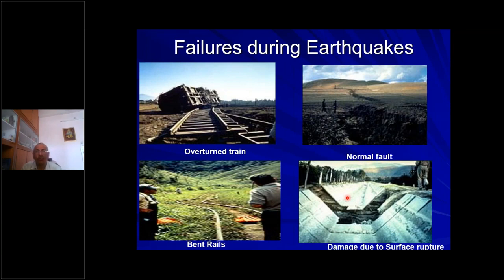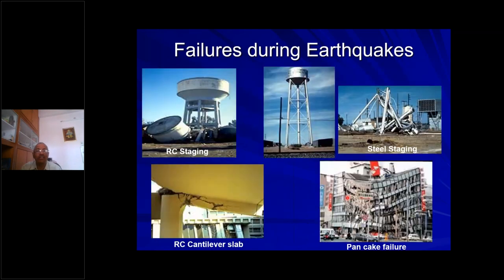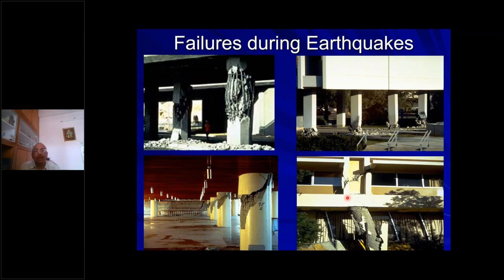So there is damage due to surface rupture, bridge failures, pipeline failures, fissures due to liquefaction, and staging failures, staging for tanks, which can be RC tanks or steel tanks. Similarly, cantilever portions are the most vulnerable parts in buildings. All these things cause different types of failures, and most of all, confinement failures. With a lack of confinement, there will be a lot of failures in columns and beams.